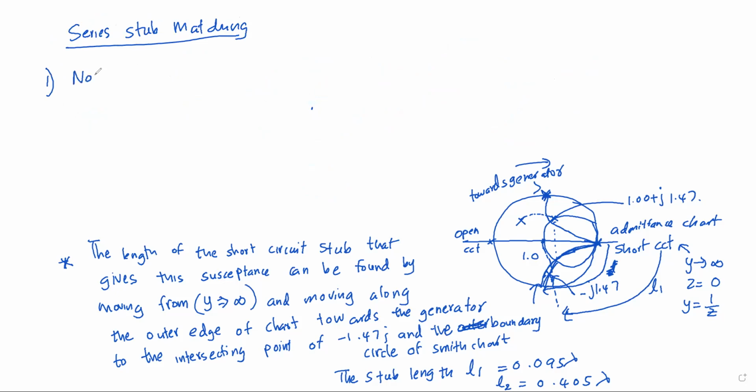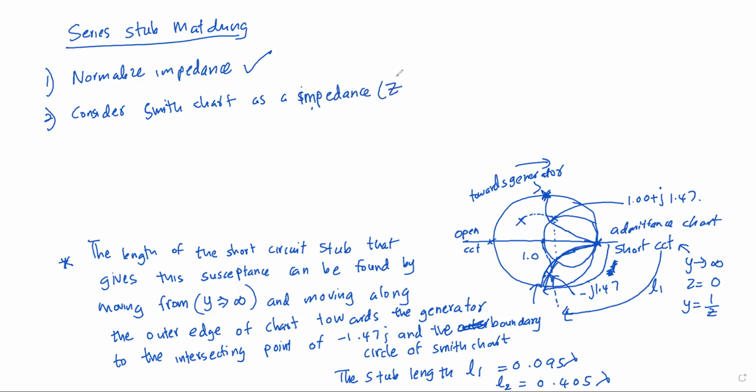This is similar to before, but here the main difference is that we are going to consider the Smith chart as an impedance chart. We will be working with impedances here, so we are going to consider Z values. The reason is that we want to add the series impedance to the load impedance.